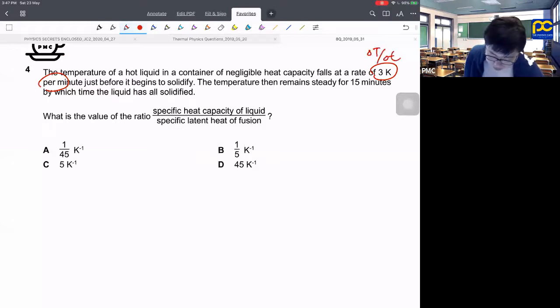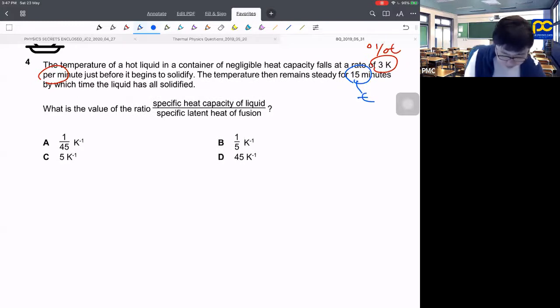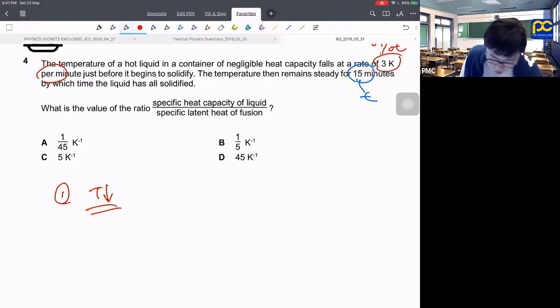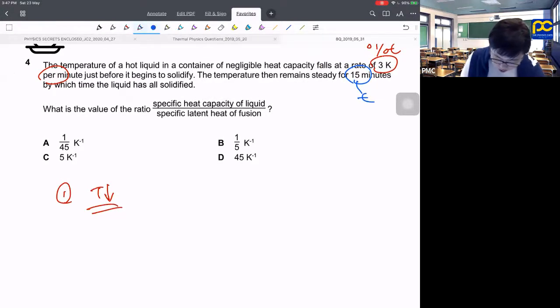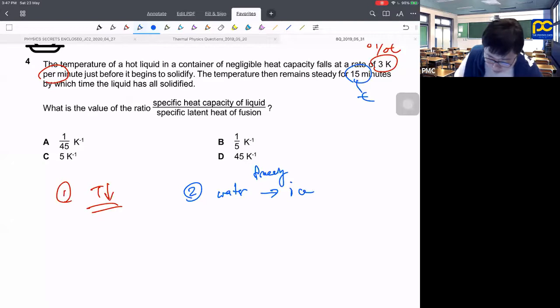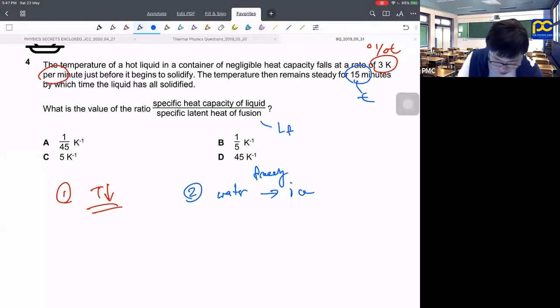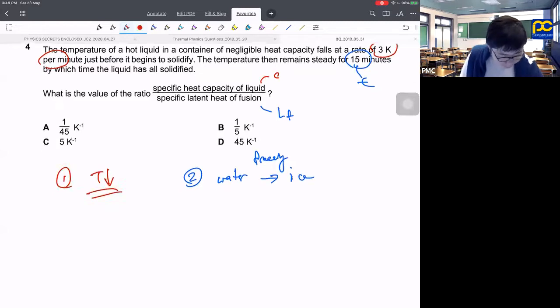Temperature per unit time. So the first part is that the temperature will drop. Then after that, it undergoes freezing from water to ice, or you can say freeze. So there are 2 processes over here. And they want me to compare the latent heat of fusion versus the specific heat capacity. This one will be in the mind map, which is Q = mcθ, obviously. Go to the mind map.